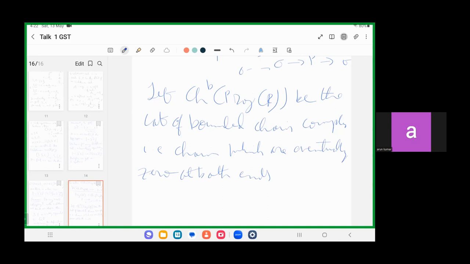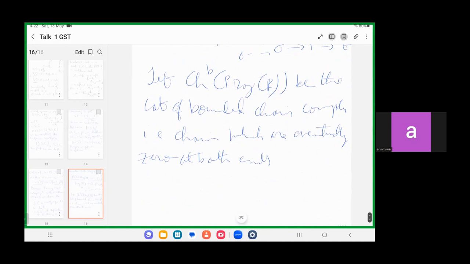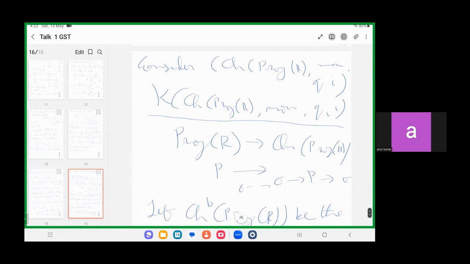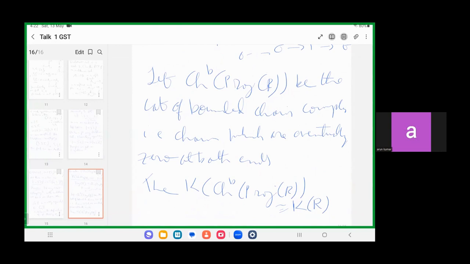So if you take this, then you can give this a Waldhausen structure by just restricting the Waldhausen structure on chain complexes to bounded chain complexes. Then the K-theory space of bounded chain complexes of projective R-modules is equivalent to the K-theory of just projective R-modules, or just the K-theory space of the ring R. So the Waldhausen K-theory of bounded projective R-modules, with quasi-isomorphisms as in the non-bounded case, will give you back the K-theory space of R.